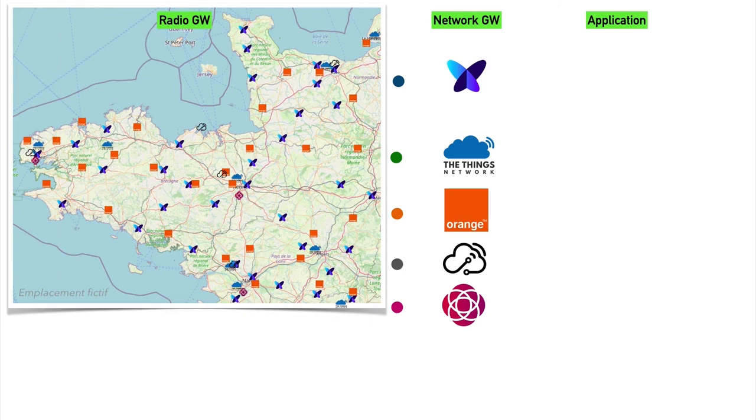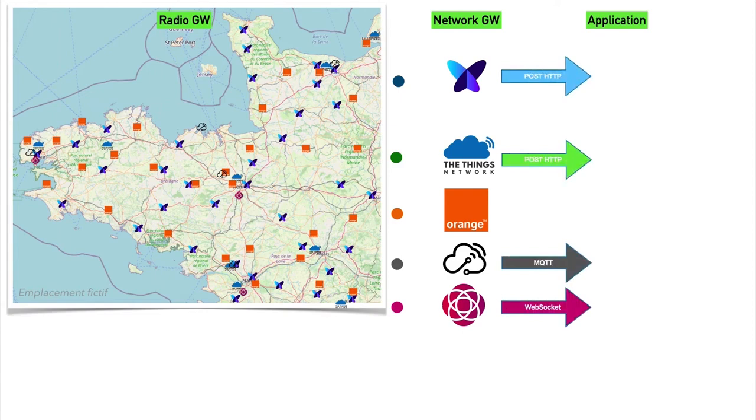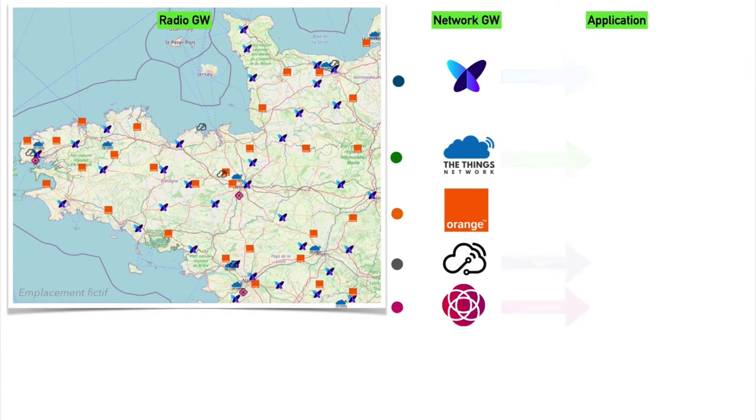The object owner must then configure the network gateway on which they registered the object to tell it what to do with the data. The network gateway will thus be able to send the data via an HTTP post, MQTT topic, or WebSocket. The return path is more problematic because the radio gateway is also subject to duty cycles and can only transmit 1% of the time.